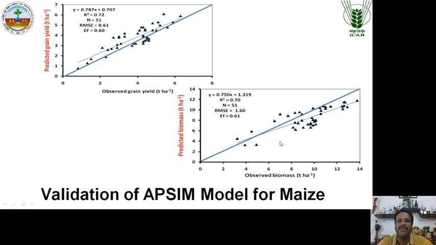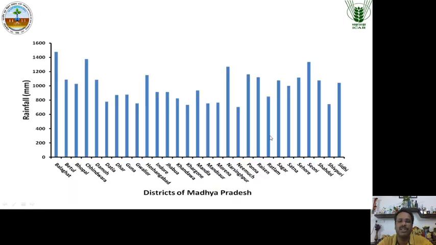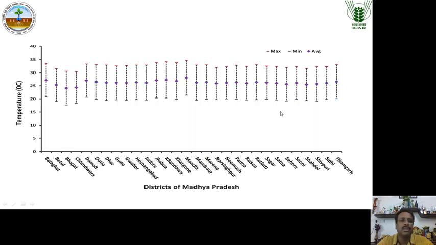Once the model is calibrated and validated, we went for the district wise yield gap analysis. I'm showing you here the rainfall patterns, and you can see the rainfall is 700 to 1500 millimeter average for the districts, and it is an average of 30 years. Then this is the temperature pattern of the different districts of the state. You can see the average values of each district which are considered for this study, this is the maximum, this is the minimum.